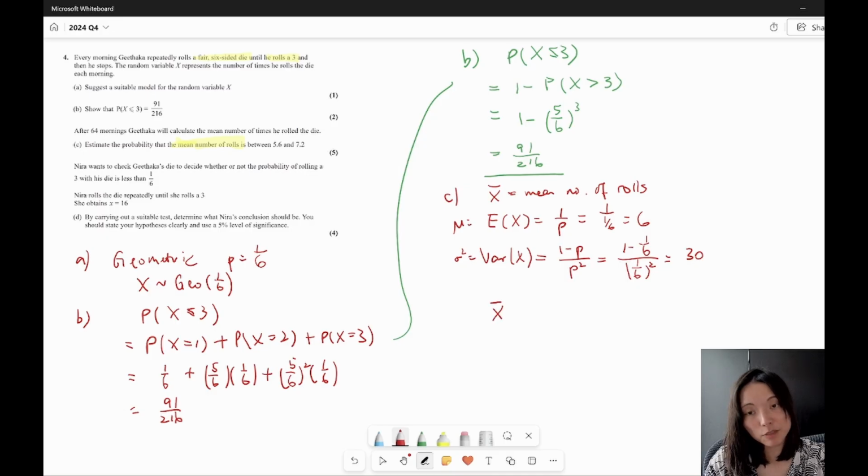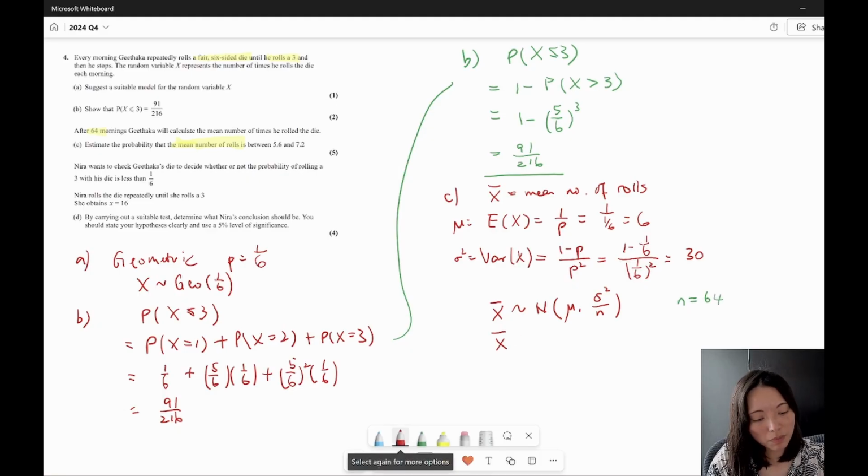The central limit theorem says X bar, the distribution of the sample mean, is broadly normally distributed with the population mean and variance sigma squared over n. Here in the question, we've been given that n equals 64. So in other words, we know that X bar is approximately normally distributed with a mean of 6 and a variance of 30/64. This is key for us to work out the probability required.